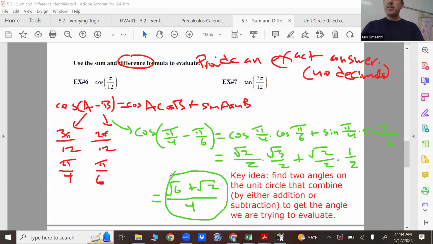Does that make sense, what I just did? I found two angles that combined to this. These are the two that I like to figure out. By the way, you could have done 4 pi over 12 and 3 pi over 12, which would be pi over 3 minus pi over 4, and it still would have worked out for the same final answer. But I found two angles that combined to this, and reduced them.